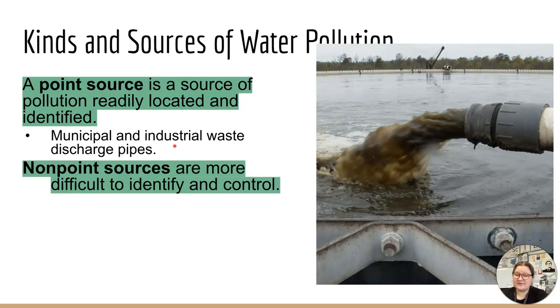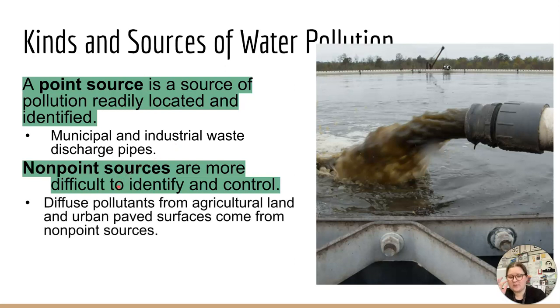Non-point sources are more difficult to identify and control. You can maybe say it's coming from this area, but you don't know exactly the single spot it's coming from. So diffuse pollutants from agricultural land and urban paved spaces come from non-point sources. This means the nutrients or the animal waste coming from agricultural sites. Yes, we could say that farm is polluting right there. It's coming from that space, but we can't point to one location and say this is where it's coming from.